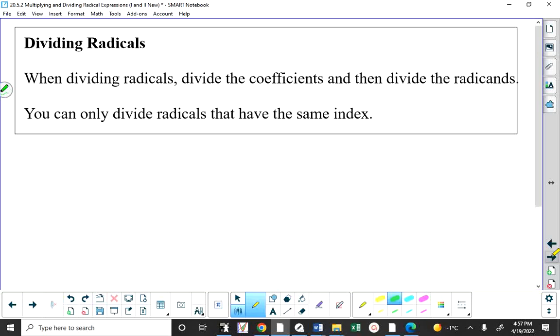You can only divide radicals that have the same index. What does that mean? Just like I said yesterday with multiplication, you cannot divide square roots by cube roots. You cannot divide fourth roots by square roots. The roots have to have the same index. Cube roots divided by cube roots works. Fifth roots divided by fifth roots works.